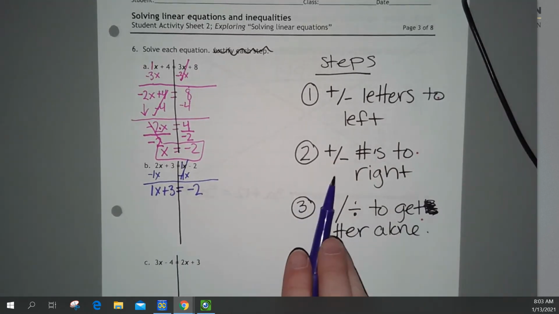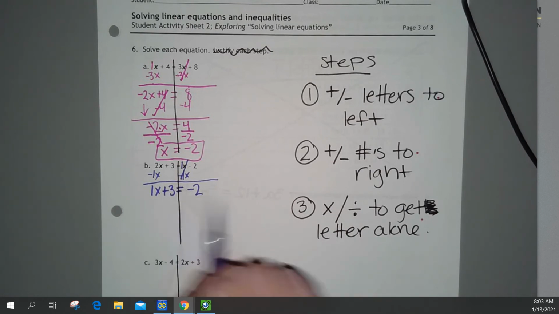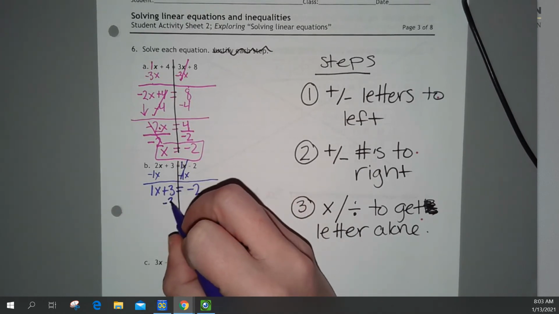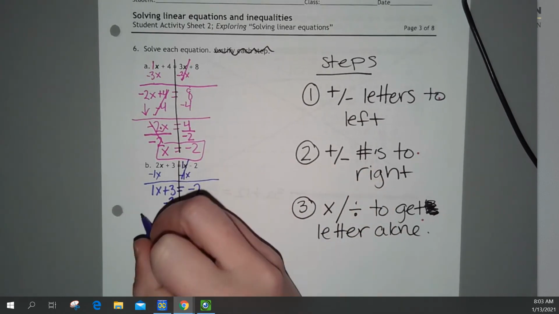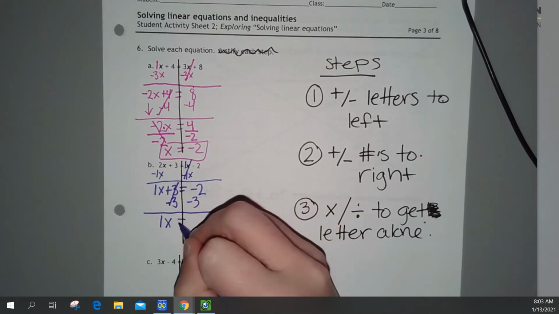Step 2, plus or minus our numbers to the right. So my number that has to go to the right is that plus 3. I am going to minus 3 on both sides. 3 minus 3, gone. 1x equals negative 5.